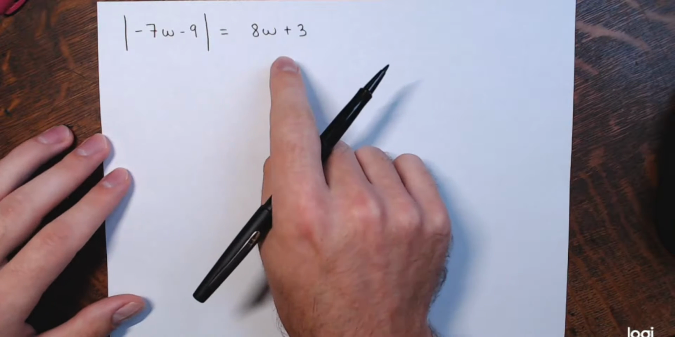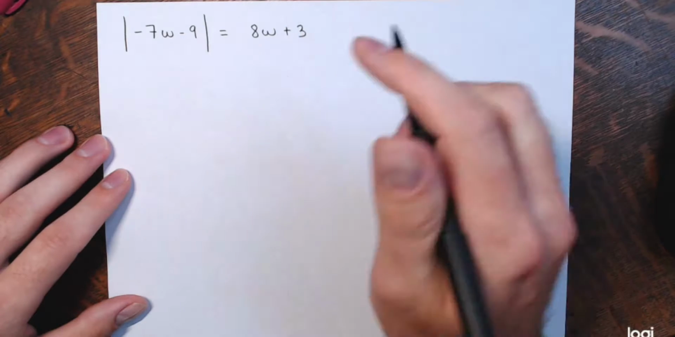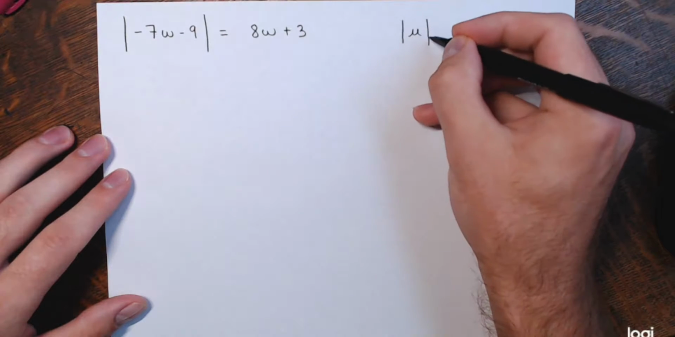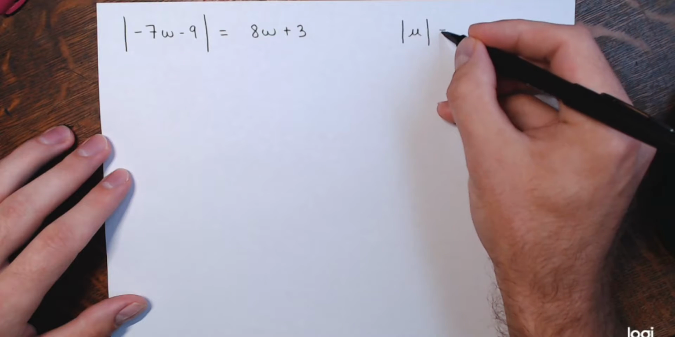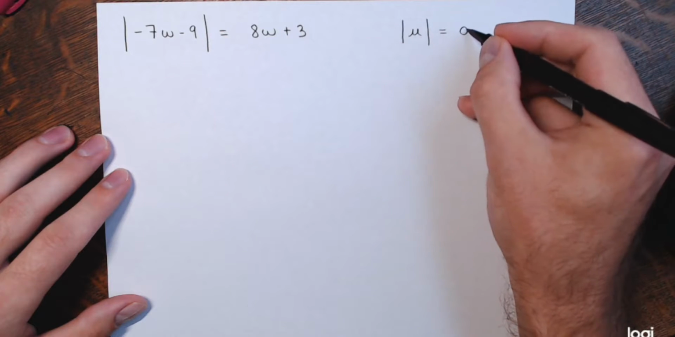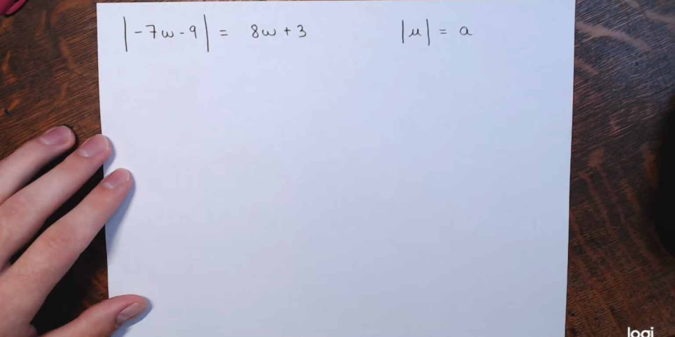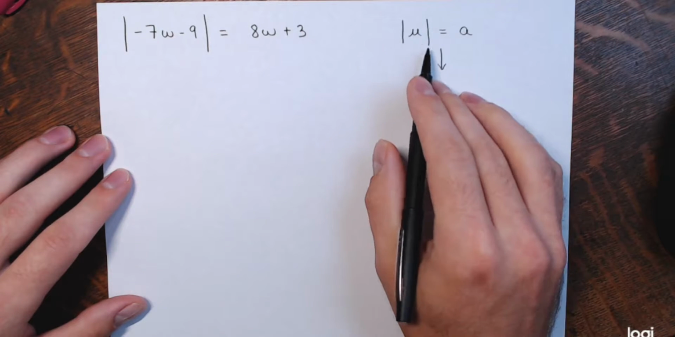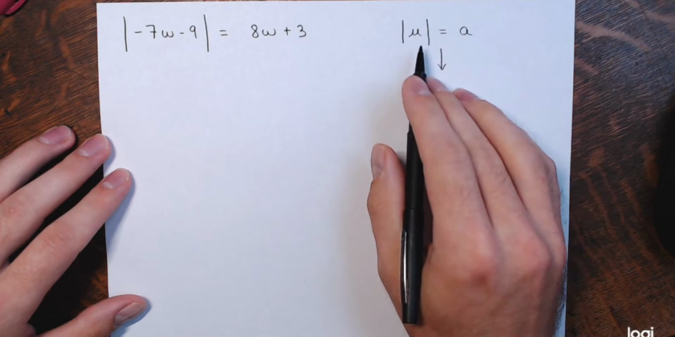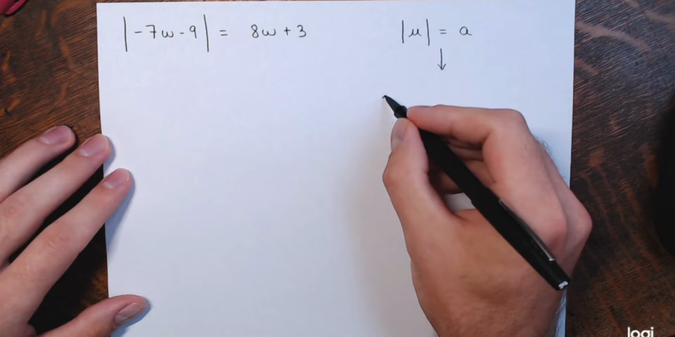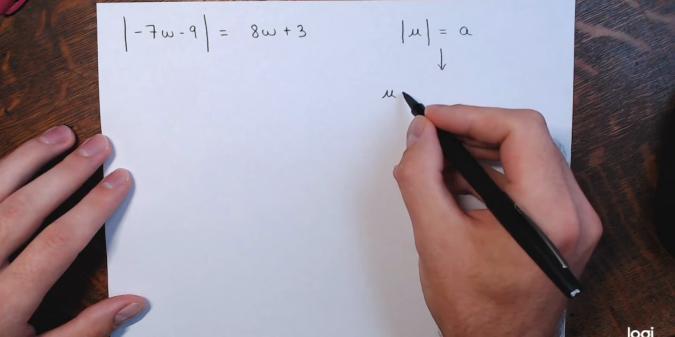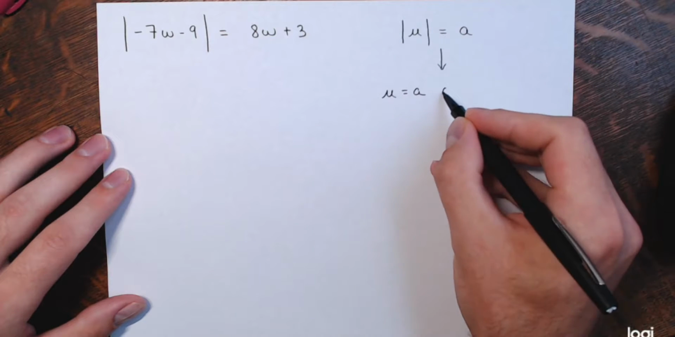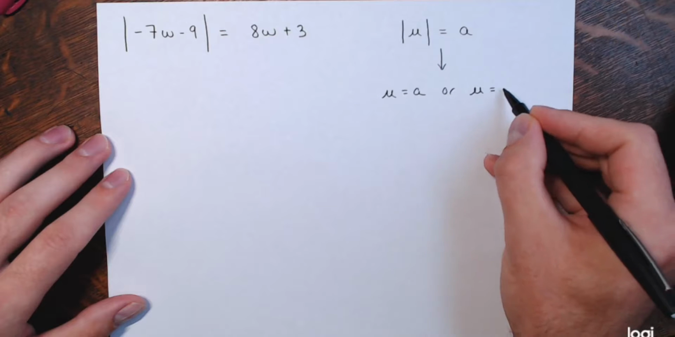Same deal as the previous couple of questions. It's already set up this way, where I have the absolute value of something on one side, all by itself, equals everything else on the other side. Absolute value of u equals a. Once it's written this way, I write it as this equivalent statement. The only way this is happening is if u is a, or if u is the opposite of a.